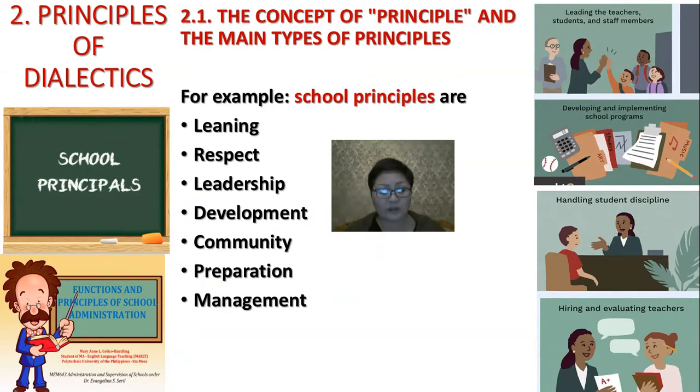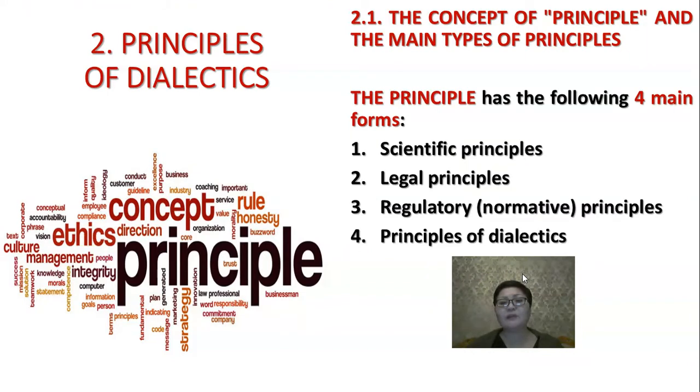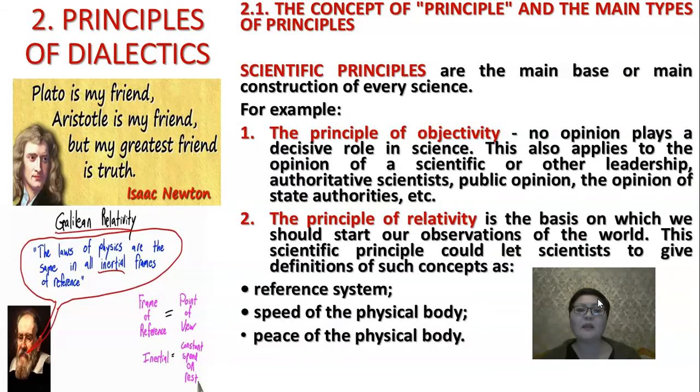The principle has the following four main forms: scientific principles, legal principles, regulatory or normative principles, and principles of dialectics. Scientific principles are the main base or main construction of every science. For example, the principle of objectivity.